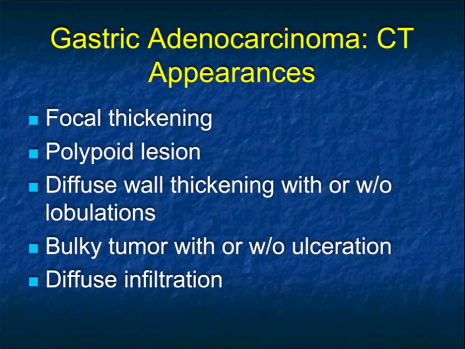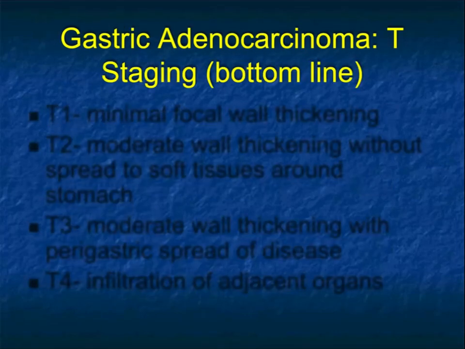Now, when you think about it, the patient with gastric adenocarcinoma can have a various range of appearances. It really depends on how early you pick up the tumor. The earliest sign may be focal thickening, maybe a polypoid lesion. You then can see diffuse thickening with or without lobulations, then a bulky tumor with or without ulcerations, and then, of course, diffuse infiltration.